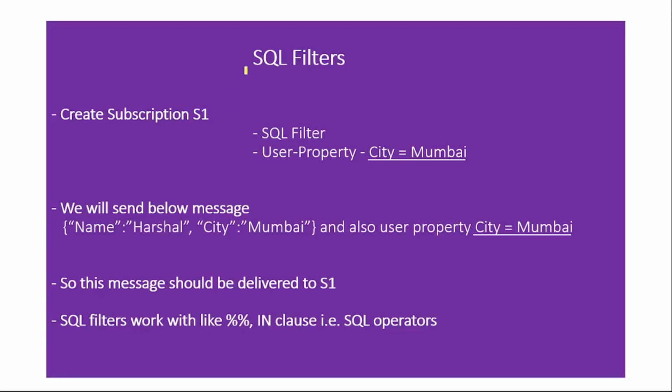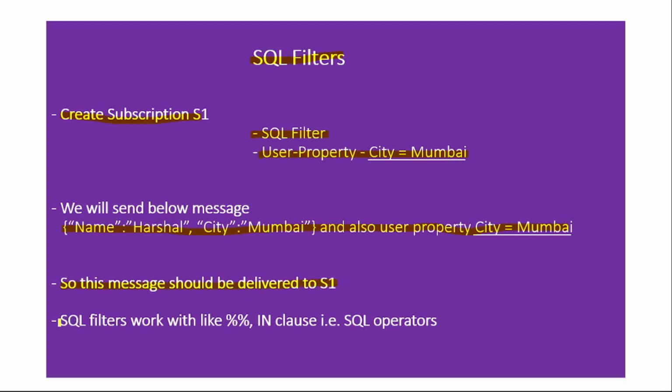Hello guys, in this video let's try SQL filters. So we will create subscription S1. It will be a SQL filter with user property city is equal to Mumbai. That means this subscription S1 will accept only those messages for which user property city is equal to Mumbai is provided. Then we will send the below message to the topic and will also provide user property city is equal to Mumbai. That means this message should get delivered to S1.